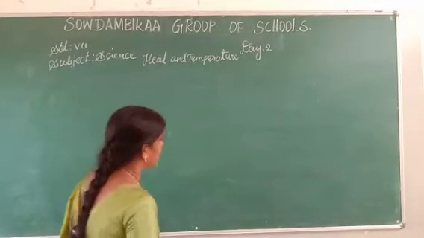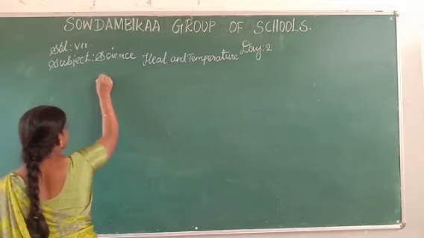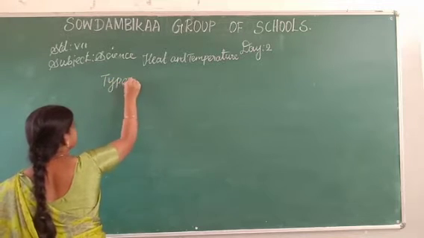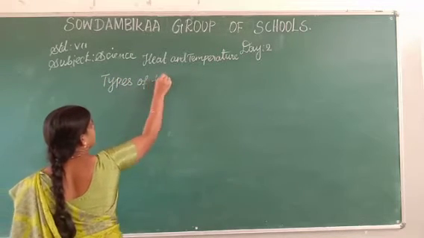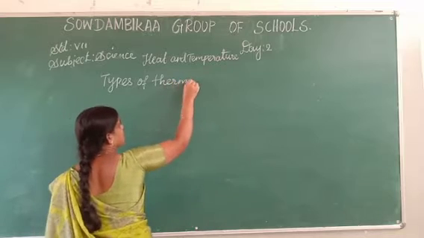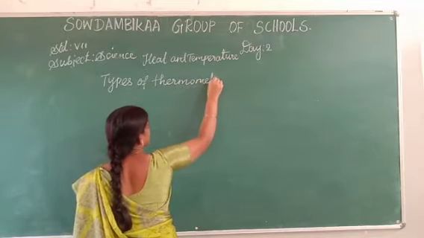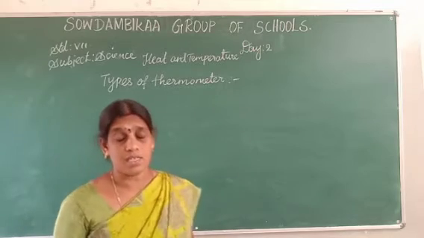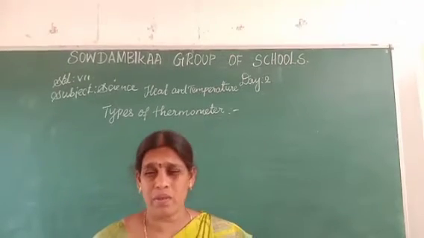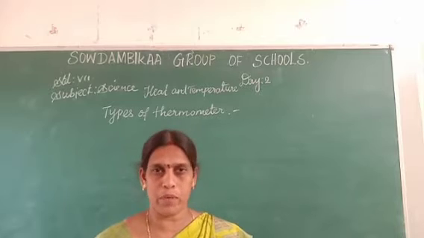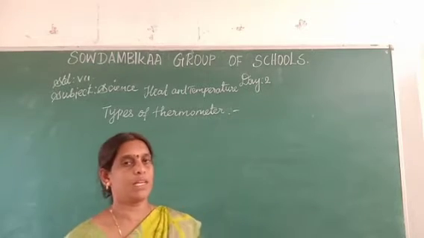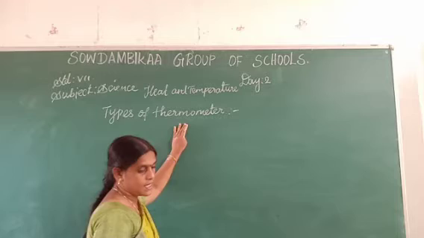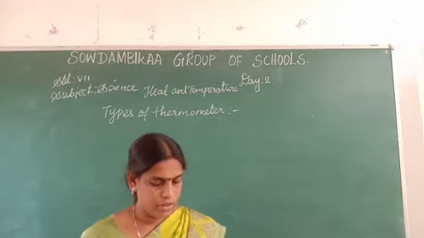Yes, today we see the types of thermometers. In a thermometer, what liquid is used? Alcohol and mercury, isn't it? Why are they used? Because of the many good properties that mercury and alcohol have, only then do we use them in thermometers.